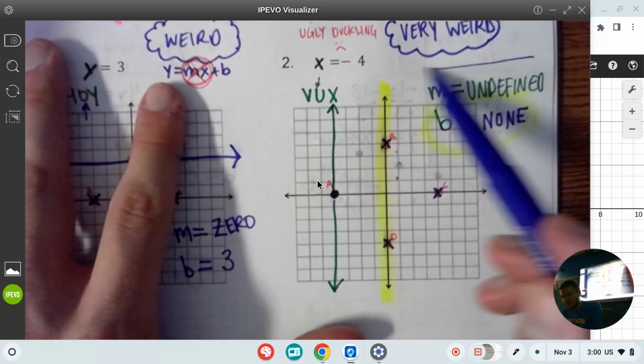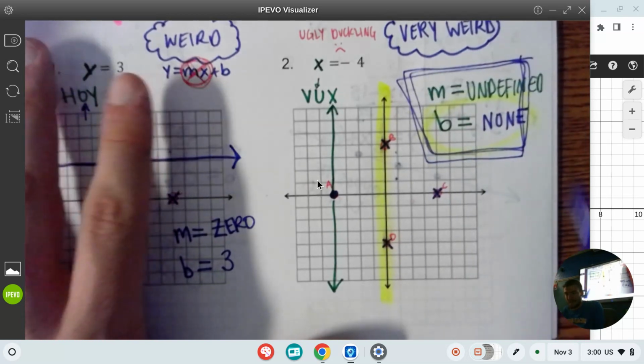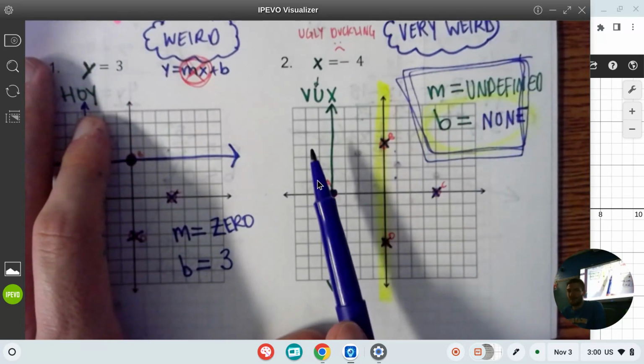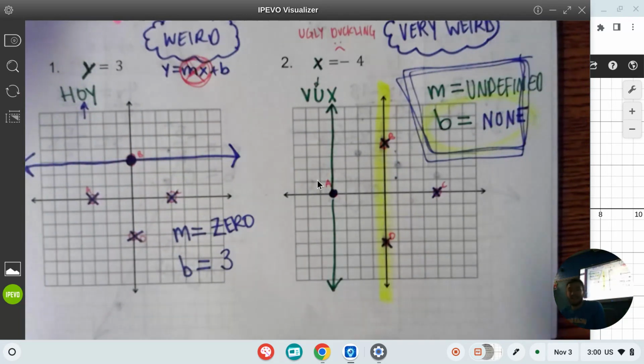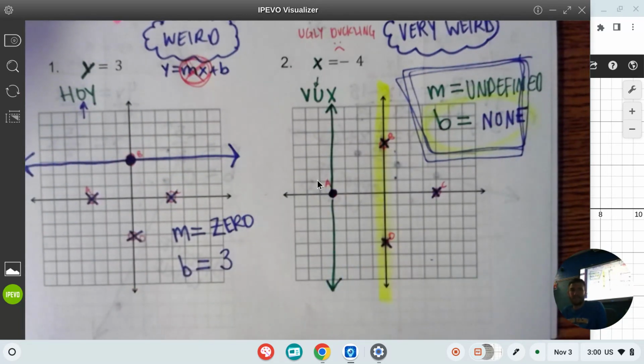In particular, this part here, the b value of a vertical line, there is not a b value at all, because this vertical line simply does not touch it.